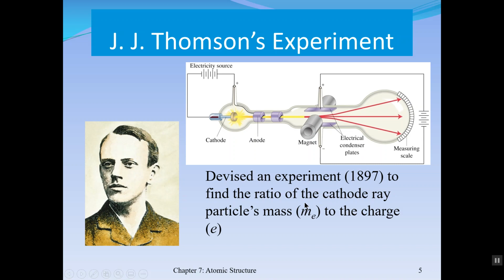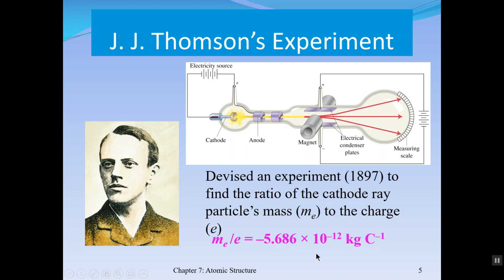Thomson's experiment. And based on this setup and calculations done, he came up with the ratio of the mass of the electrons to the charge. And he discovered that the mass of the electrons, which make up the cathode rays, to the charge is equal to minus 5.686 times 10 to the minus 12 kilograms per coulomb.